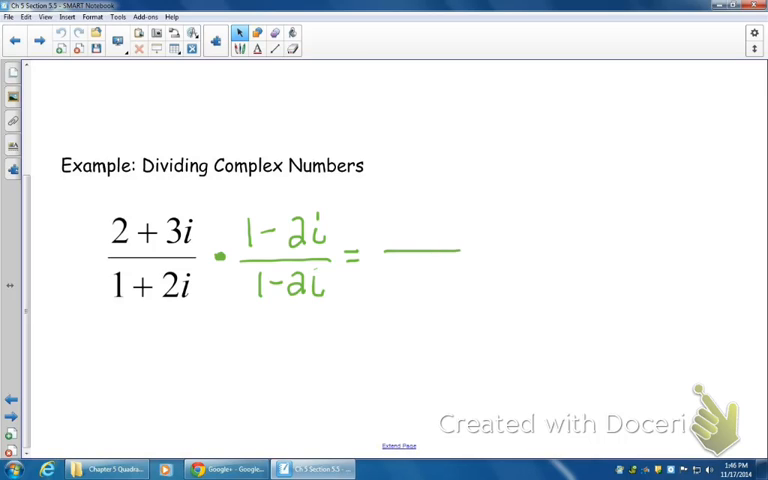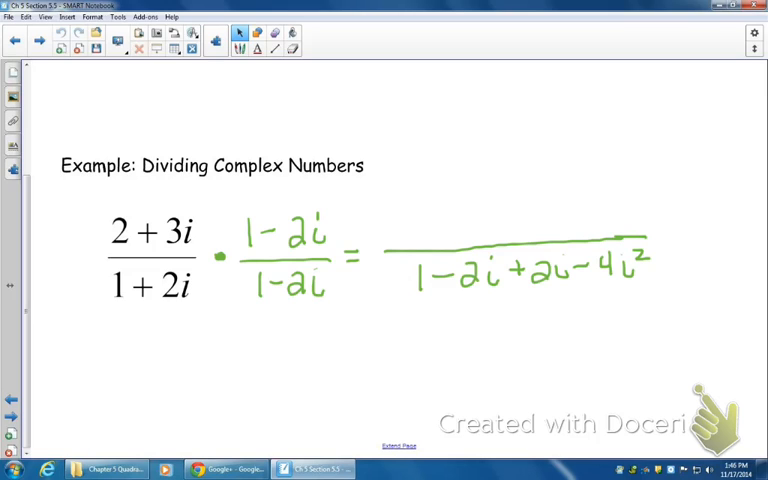So in the top you're going to FOIL, and in the bottom you're going to FOIL. So in the bottom we get 1 times 1, which is 1. 1 times negative 2i, negative 2i. 2i times 1, so positive 2i. And 2i times 2i, and it's a negative, so minus 4i squared.